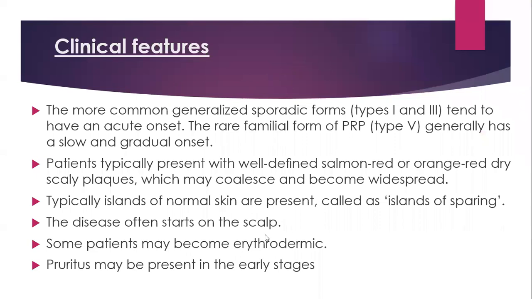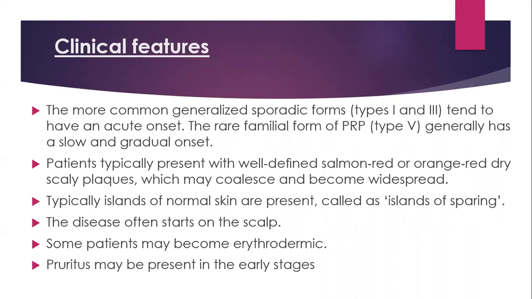Clinical features. The more common generalized sporadic forms, which are type 1 and type 3, tend to have an acute onset. Then a rare familial form of PRP, which is type 5, generally has a slow and gradual onset. Patients typically present with well-defined salmon red or orange red, dry scaly plaques, which may coalesce to become widespread. So one of the features of PRP, which is different from psoriasis, is its rapid onset.